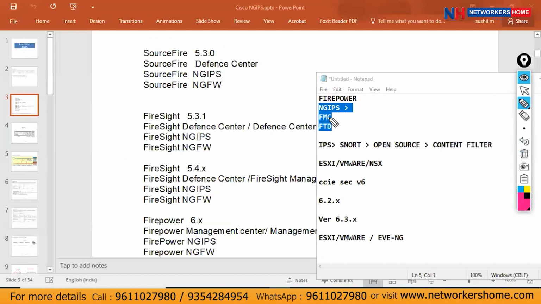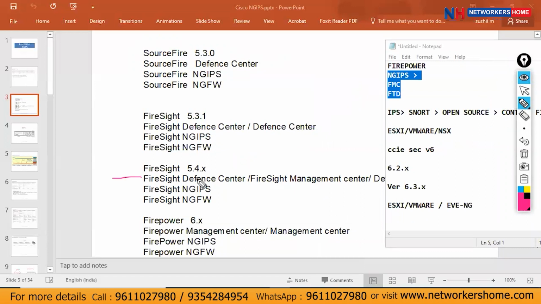This FMC was earlier called the Defense Center. Again, with the new version and new vendor, they called it the Firesight Defense Center. After some time, with a new version, we started calling it the Firesight Management Center. And the same product with the 6.x version, we started calling the Firepower Management Center. So you can see the changes over here. NGIPS, NGIPS, NGIPS, now we call it Firepower NGIPS. So currently what you need to see is the Firepower Management Center and NGIPS.